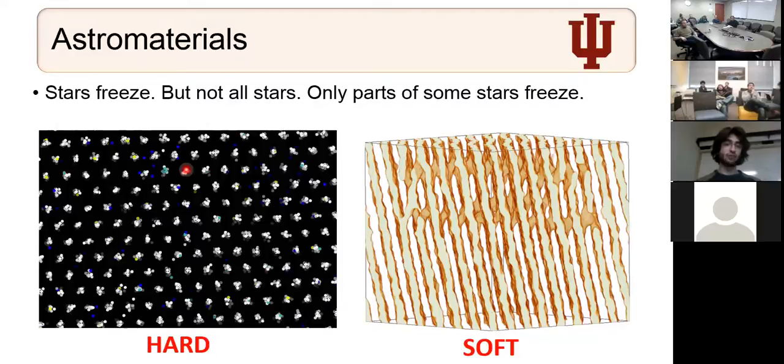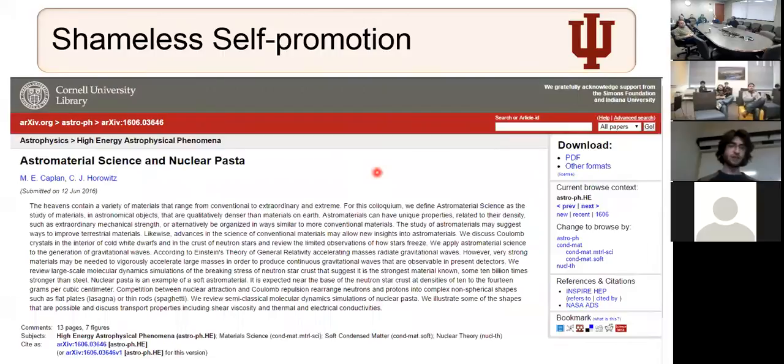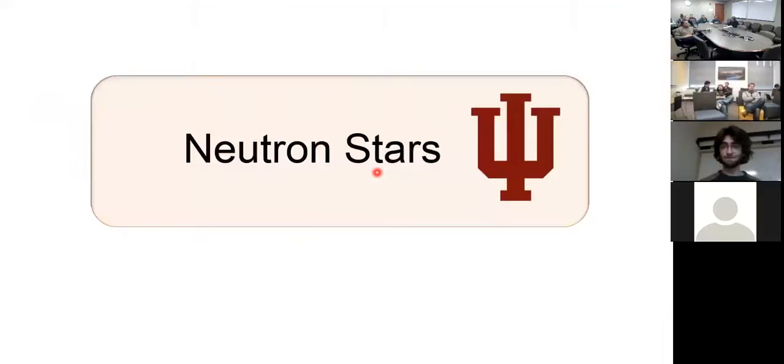So on this side, I've got what we considered a hard astromaterial. That is the ions that form the outer crust of the neutron star. And on this side, I've got a frame of nuclear pasta, which we call soft astromaterials, not because it's particularly soft, but because it has a sort of correspondence with terrestrial soft matter systems. So again, this is up on the archive. If anybody is interested in learning more after the fact, you can just search Astromaterial Science on the archive, and almost everything I say will be in that article as well.